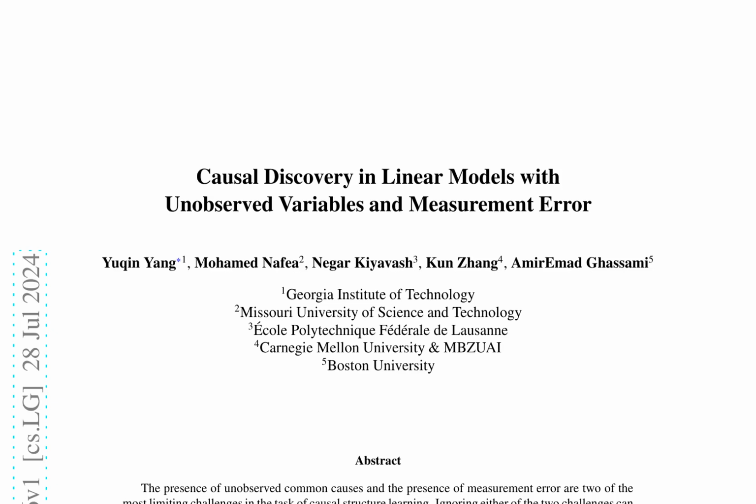Causal discovery in linear models with unobserved variables and measurement error is a challenging task, as ignoring either of these challenges can lead to detecting spurious causal links among variables of interest. This paper studies the problem of causal discovery in systems where both unobserved common causes and measurement error can be present simultaneously. The authors consider linear models that include four types of variables: directly observed variables, variables not directly observed but measured with error, the corresponding measurements, and variables that are neither observed nor measured.